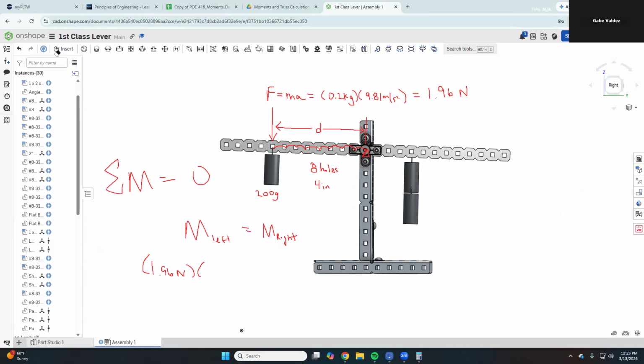So that's 0.102 meters. Okay. Erase that, sorry. Wait a second. So 0.102 meters is that distance there. Okay.